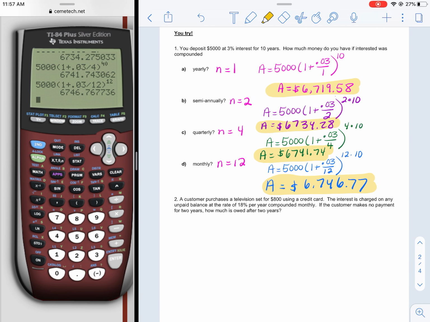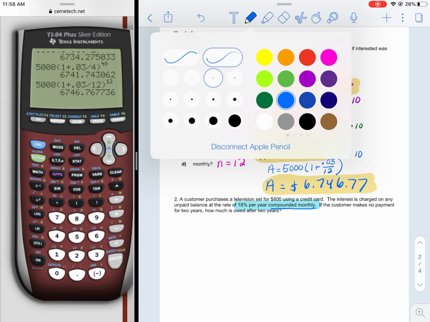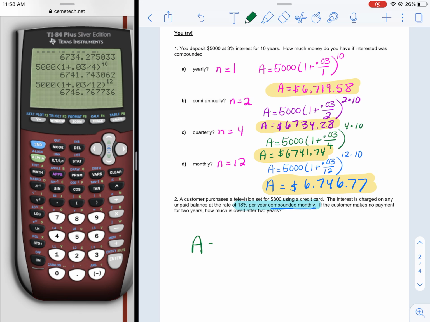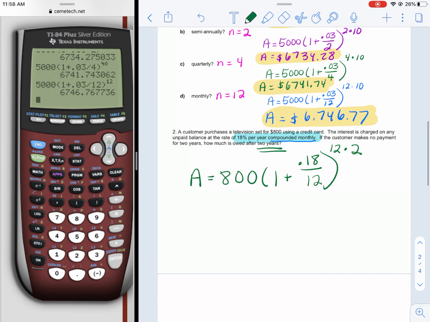Okay. All right, the last question. A customer purchased a television set for $800 using a credit card. The interest is charged on any unpaid balance at the interest rate of 18% per year, compounded monthly. If the customer makes no payment for 2 years, how much is owed after 2 years? So the word compounded monthly, that's how we know we're using the compound interest formula. Okay, so the initial amount of the purchase is $800. We're going to do 1 plus 18% is 0.18 divided by 12, and then our exponent is n times t, so 12 times 2. Okay, I got that t from the 2 years.